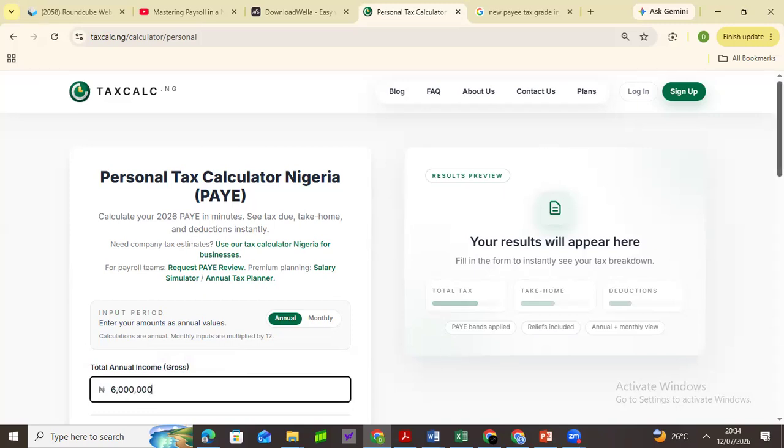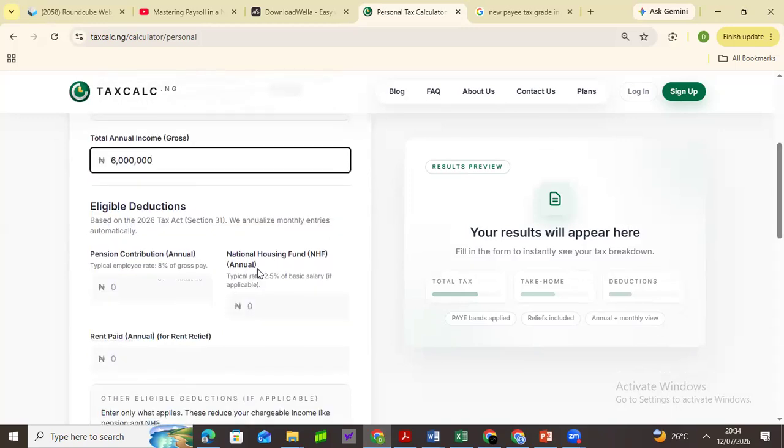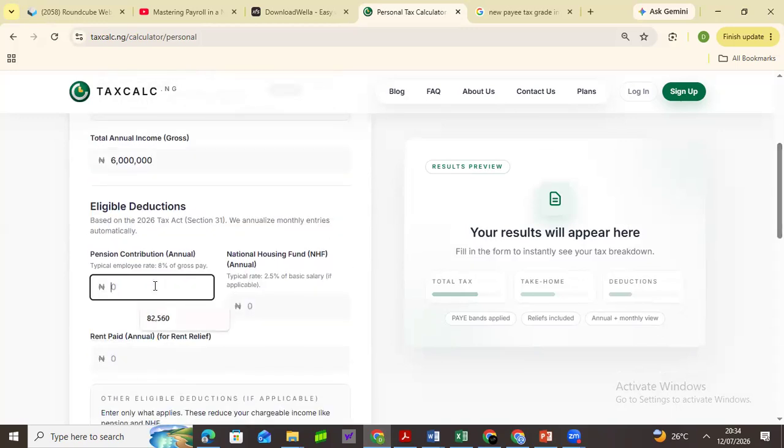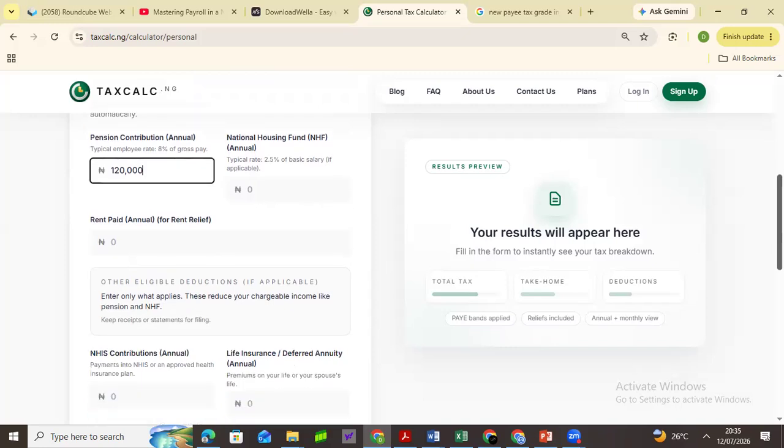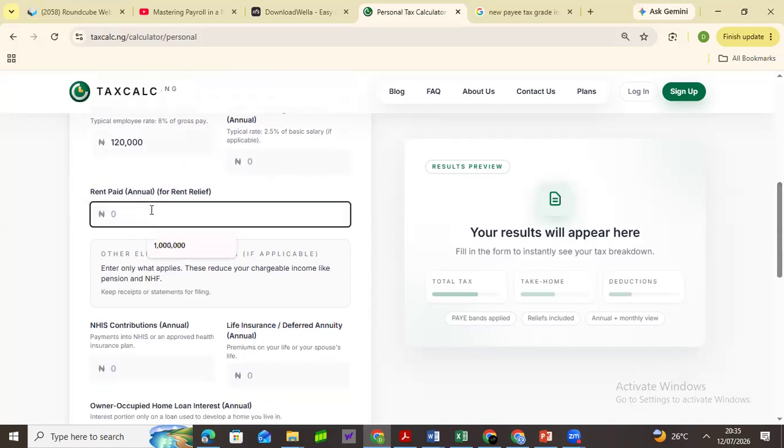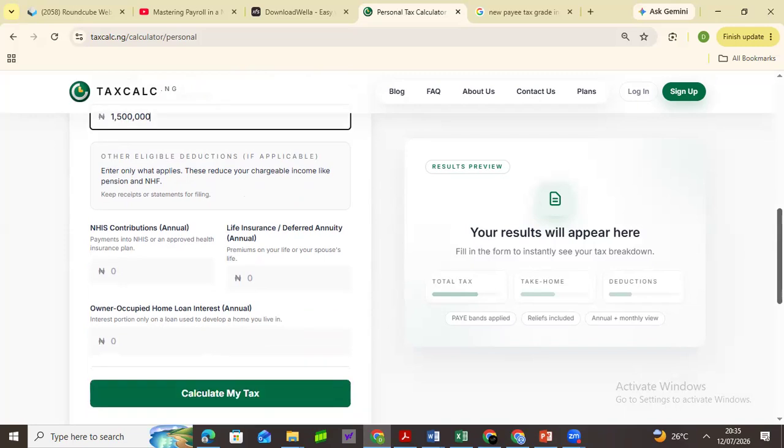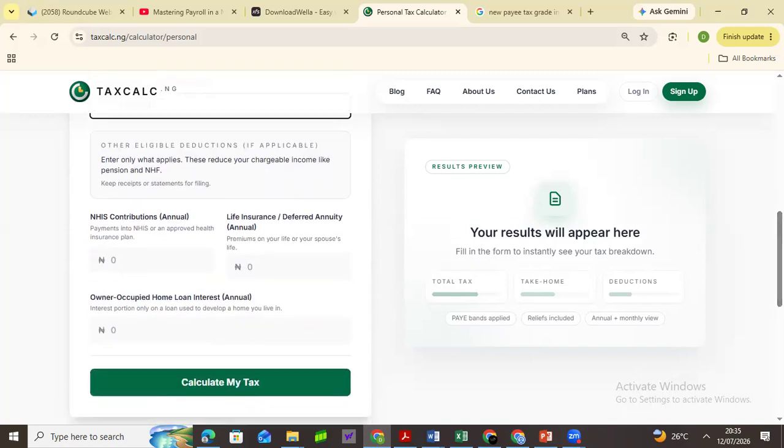Let's see if we can quickly do this. Let's assume that monthly pension is 10,000. We're just assuming because we've not calculated, right? 10,000 times 12, that's 120,000. Let's just say in our organization we don't do NHF. Rent relief is 1.5 million, so the calculator is going to automatically calculate 20%. Okay, let's say that's all we are doing.